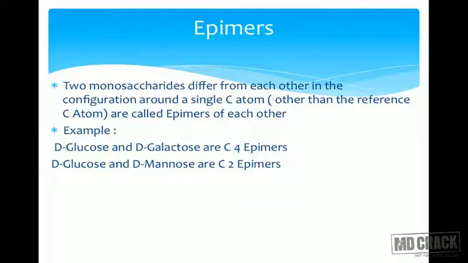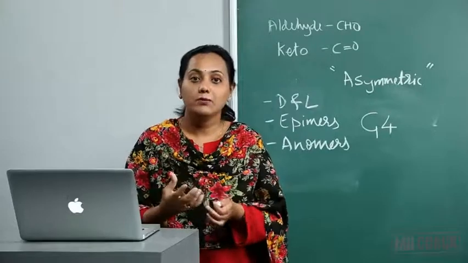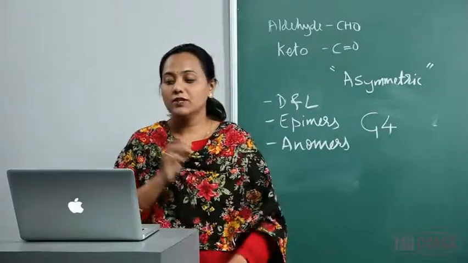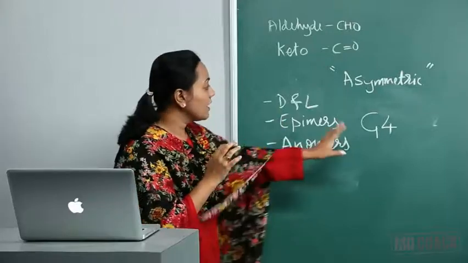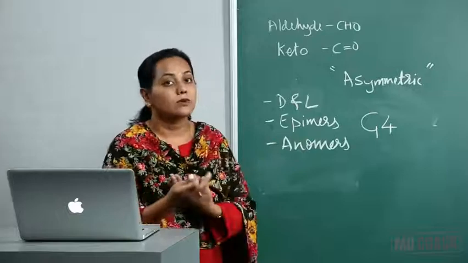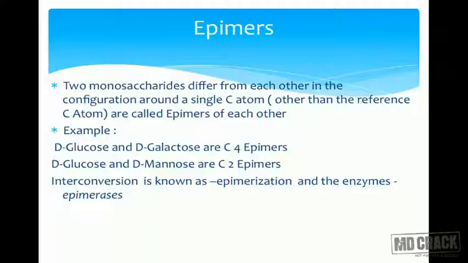So around only the C2, they differ in the configuration of H and OH atoms. Why is this important? Again, in the body, we have enzymes known as epimerases. The process by which one glucose or galactose is interconverted is known as epimerization, and the enzyme is epimerase. So that is the reason why you have to know about it.